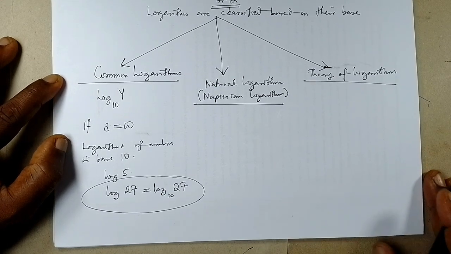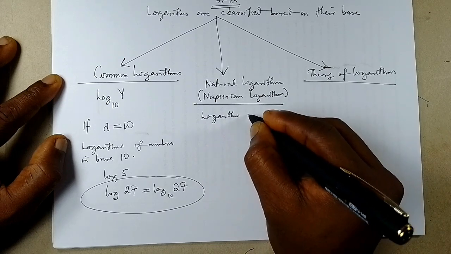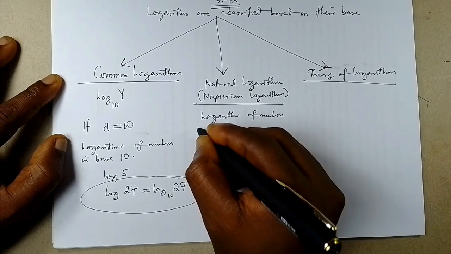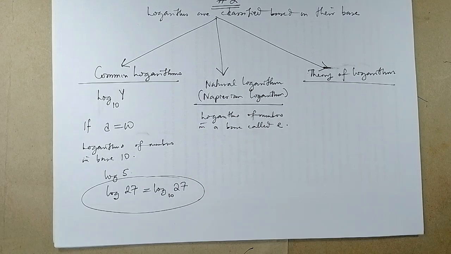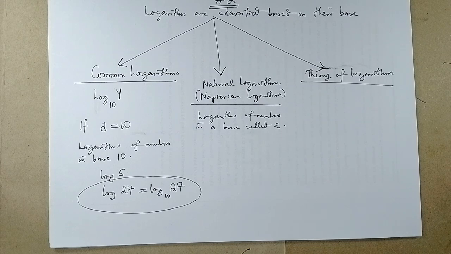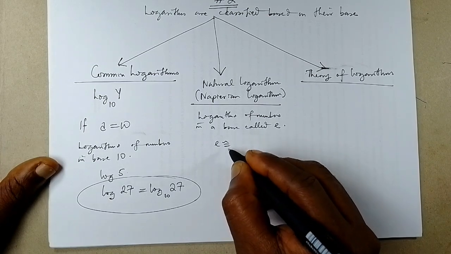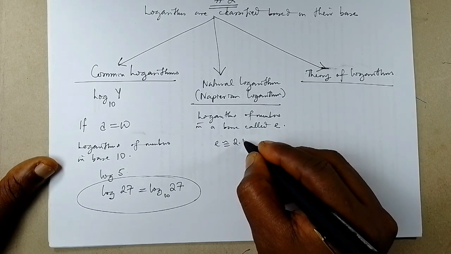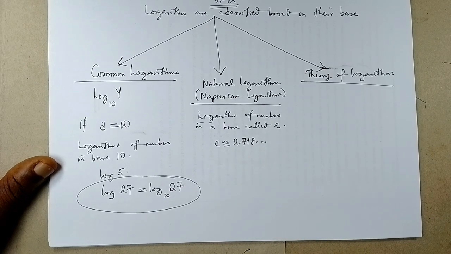Let's move on to natural logarithms. So what are natural logarithms? They are logarithms of numbers in a base called e. Now, the base called e, please take note, is actually a constant, an irrational number. Okay, so please take note of that. Now, the number e is approximately 2.718 and so on. So please take note of that.